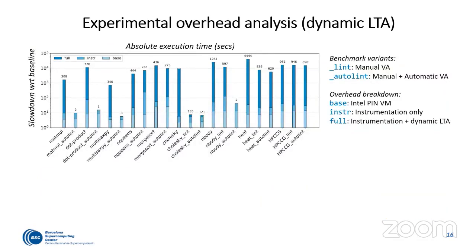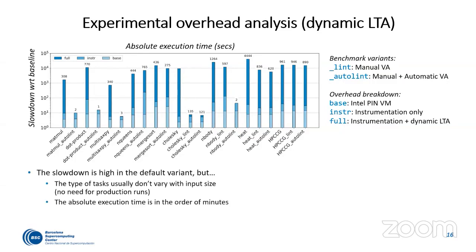In this slide, we show the outcome of our experimental analysis of the overhead of our technique. We test some representative benchmarks with and without manual and automatic annotations by measuring the time to run dynamic LTA on the instrumented program compared to an instrumented baseline. On the y-axis is the slowdown relative to such baseline, while on top of each bar we show the absolute execution time in seconds. As we can see, instrumentation and runtime analysis alone can be expensive.